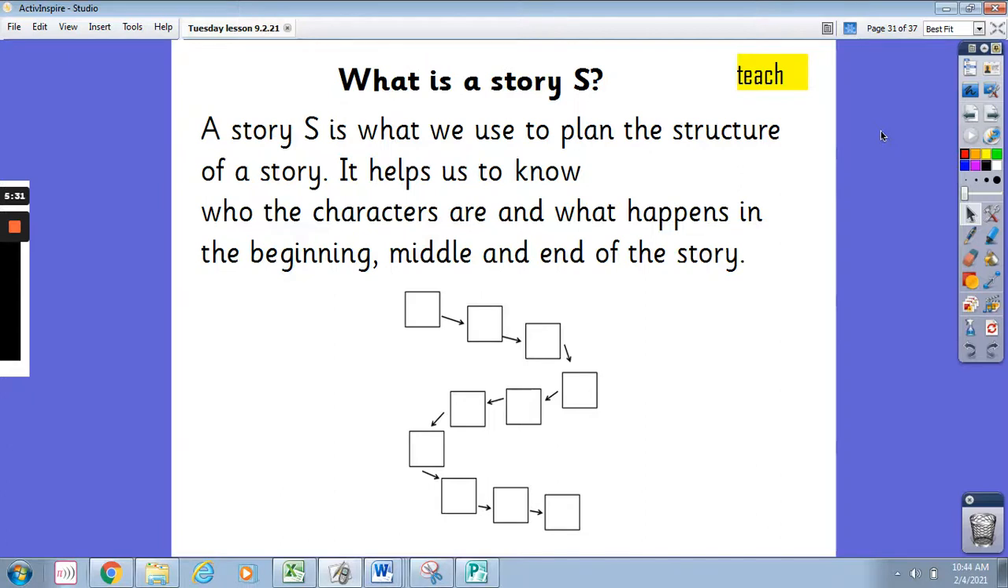So I want you to say this with me now. A story S is what we use to plan the structure of a story. It helps us to know who the characters are and what happens in the beginning, middle, and end of the story.